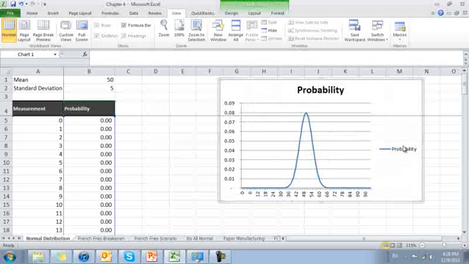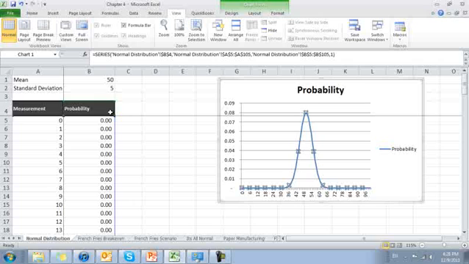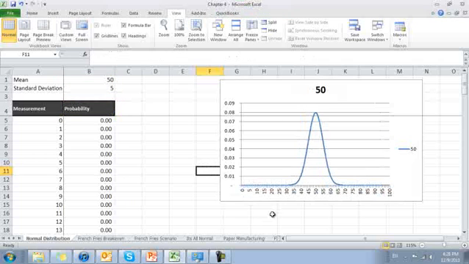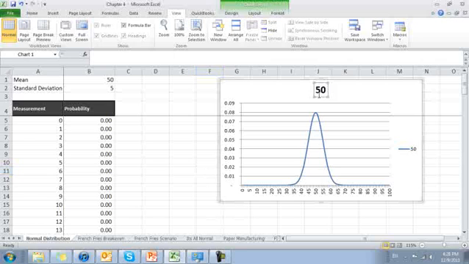All right, so there's my probability. I think I might change the name of this for a little bit. I'm going to put the name up here at 50 because that's where my mean is. I'm going to title this here. I'm going to make it titled similar to what I have in the book on page 72. Actually, I'm going to use the title on page 73.